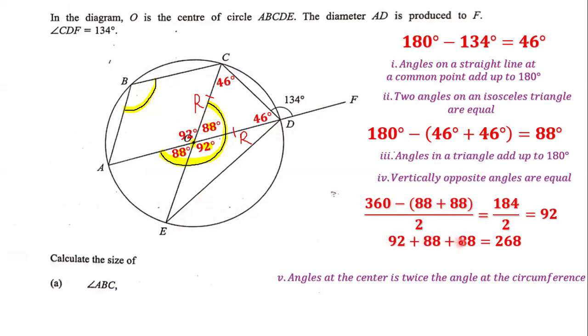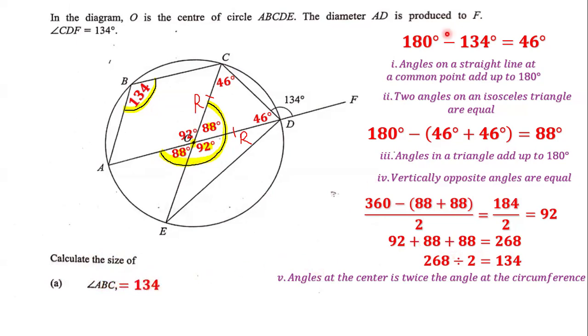92 plus 88 plus 88 is going to be equal to 268. Again, 92 plus 88 plus 88 gives us 268. But if you want to figure out the size of this angle at the circumference, we have to divide by 2. So we have 268 divided by 2, and that gives us 134. The reason this is 134 is because if you take 134 and multiply it by 2, you get the sum of these angles, which is 268. And that is the size of angle ABC. The size of angle ABC is 134 degrees.